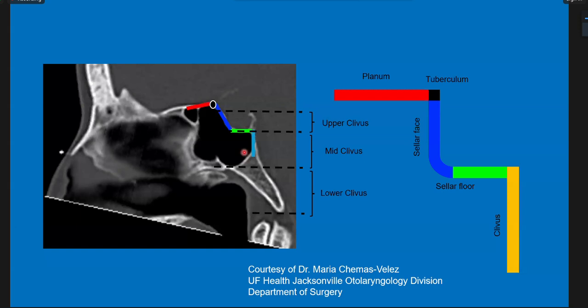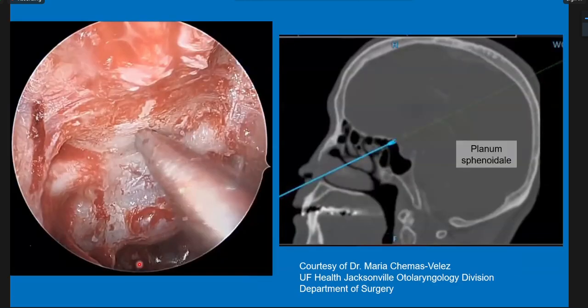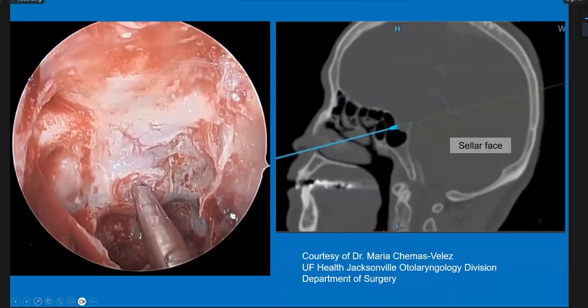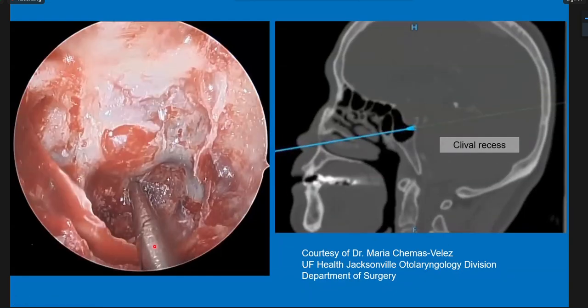So these areas correspond, you can divide it into upper clivus, the middle clivus, and then lower clivus. Here, you can see the instrument into the planum. So transplanum, you have the sellar face, and you have the clival recess.